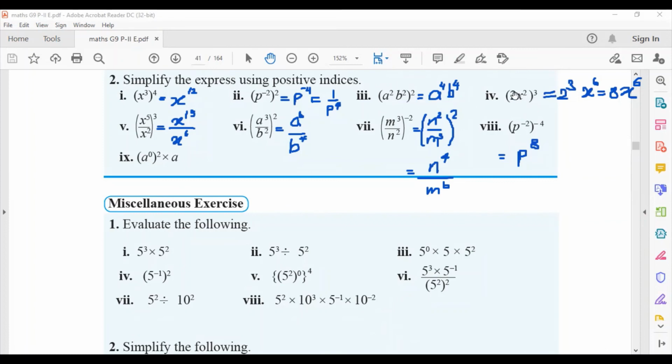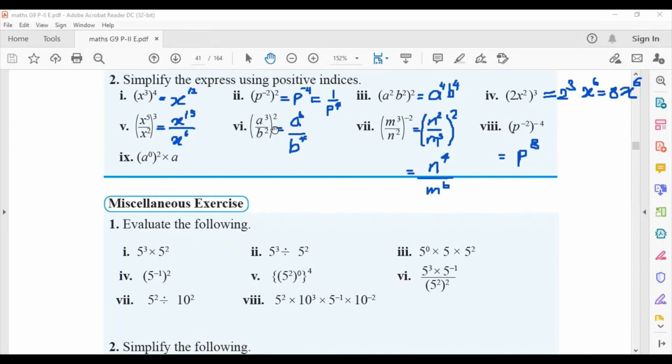Here, power of power, 2 to the power 3. This number also should be taken to the power 3. x to the power 2 to the power 3, that is x to the power 6. Then 2 to the power 3 is 2 times 2 times 2. 2 times 2, 4. 4 times 2, 8. 8 x to the power 6. Then x to the power 5, x to the power 15, power, x to the power 2 also to be taken to the power 3, then x to the power 6.